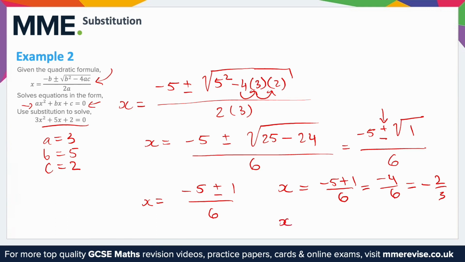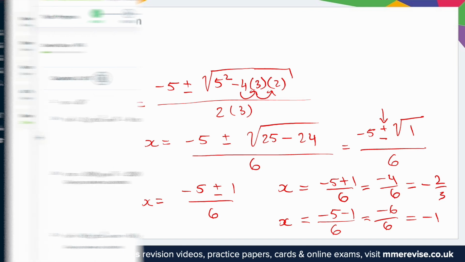Taking the negative one, you're going to have minus 5 minus 1 over 6, which simplifies down a little bit. Minus 5 take away 1 is minus 6. Minus 6 over 6 is just minus 1. So you can see here we've got two solutions. x is minus 2/3 or x is minus 1. And that was all solved through substitution.